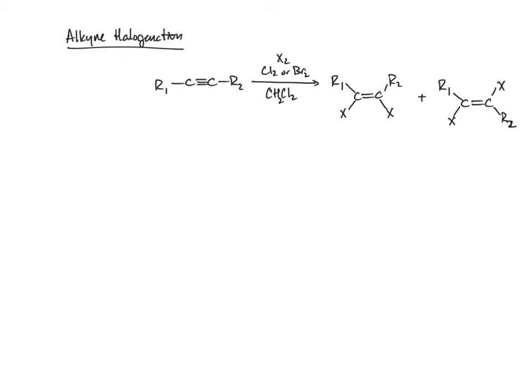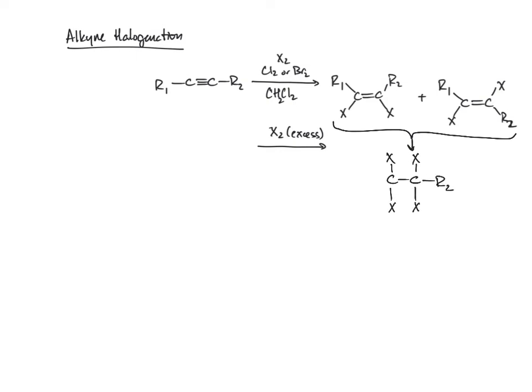If you were to use excess molecular halogens, you would actually do double addition. And so essentially you would convert these initial cis-trans geometrical isomers. They would basically converge into a structure that would look like the following.